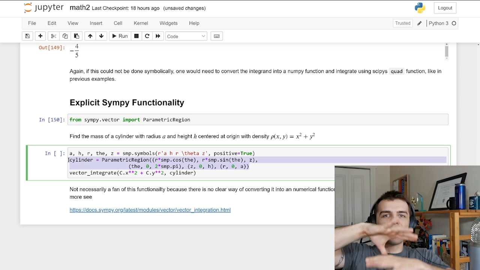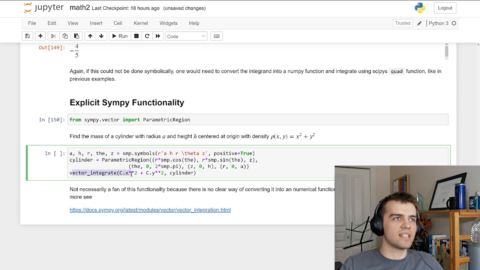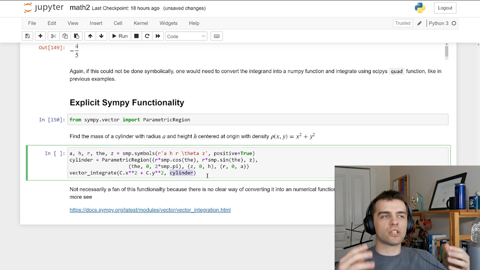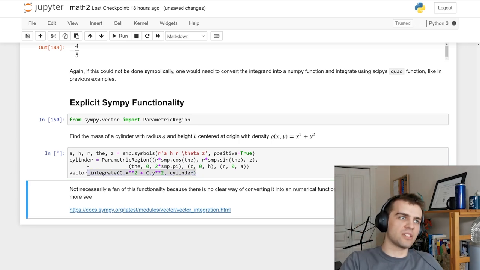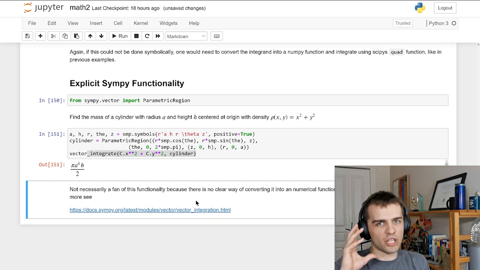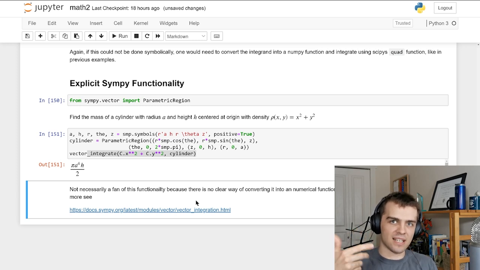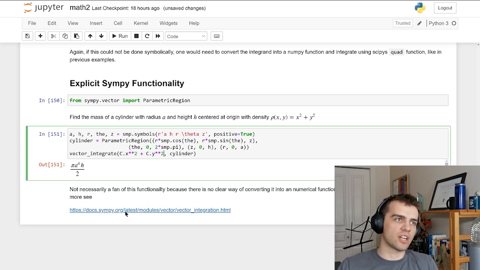It actually contains all the information about this three-dimensional object. Then I can integrate this function, c dot x squared plus c dot y squared, over the cylinder, so you're integrating a particular function over a region. I can use this vector integrate function, and it will actually compute the mass of this cylinder. Now, I'm not necessarily a huge fan of this functionality because oftentimes these integrals can't be done symbolically, and you'd have to use a numerical function, and there was no clear way of converting this into a numerical function. But if you're interested in this sort of functionality, definitely check out this link.